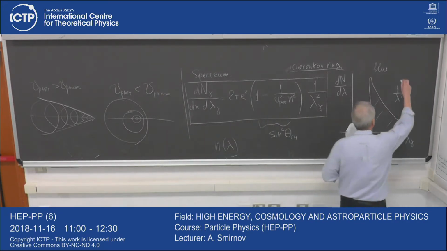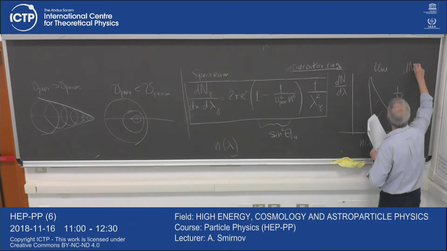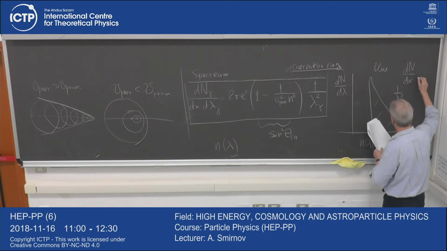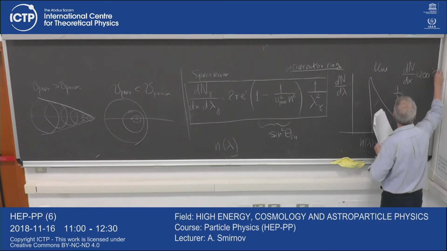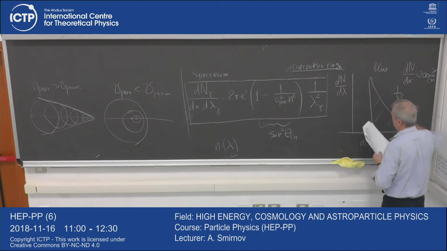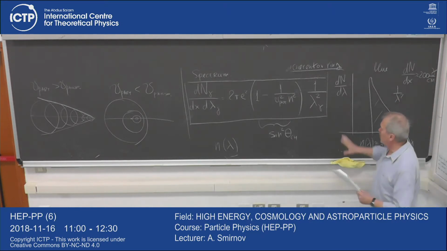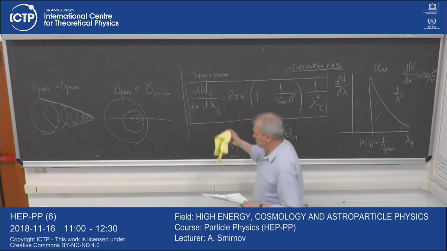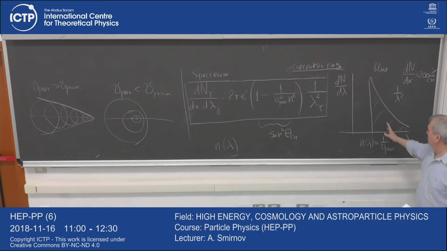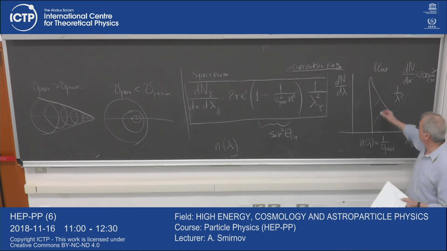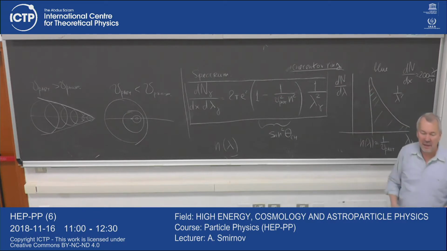So typically, dN over dx is 200 gammas per centimeter. I don't want to go into the details of this explanation, but just remember that the spectrum has such a very specific form, and therefore you may immediately identify, if you see some light, that it is produced by Cherenkov radiation.